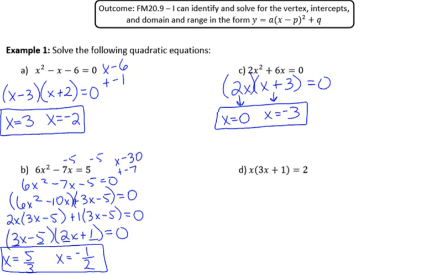D is already factored for us, except our right-hand side is a 2, not a 0, so we need to subtract 2 from both sides. But now it no longer looks factored. So let's distribute this back in so we can include that negative 2 in our factoring. So we'd have 3x squared plus x minus 2 equals 0. So we're trying to identify what would multiply to negative 6 and add to positive 1.